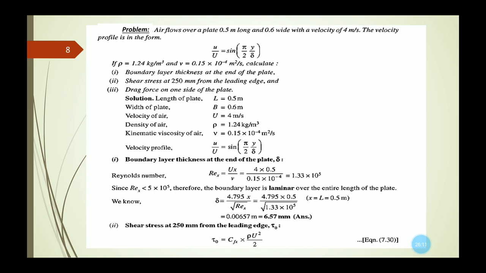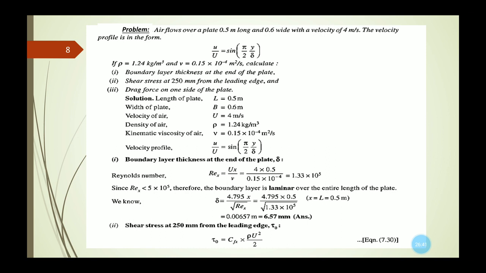Now it is a similar numerical to the one that we have discussed just now, but in this numerical the velocity profile and the velocity distribution equation is given. That means we don't need to choose the Blasius solution here. So first let us identify what are the things given here. The total length capital L is given 0.5 meter, width of this plate is given 0.6 meter. The air velocity is given 4 meter per second, air density is also given 1.24 kg per meter cube.